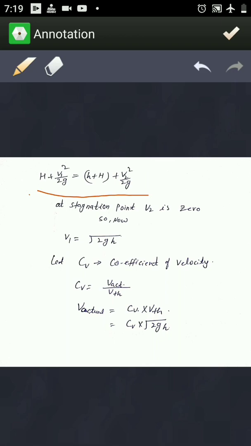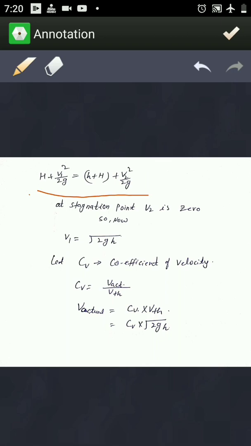Now at the stagnation point, at the bend of the pitot tube, the velocity V2 is 0. The length of the bend is very small, so it is negligible. We do not have a large difference between the entrance of the pipe and the bend. It is a very small gap between the entrance and the angle, so it is negligible. So we can say point 2 is nearest to the bend. At this time the velocity is 0 because it is converted into pressure energy.